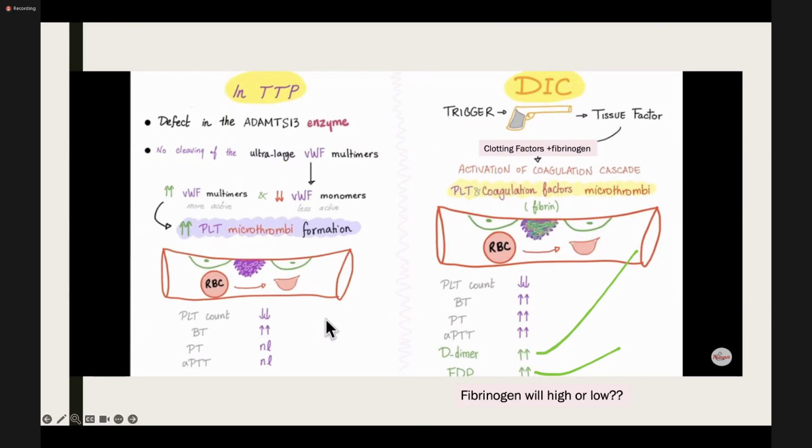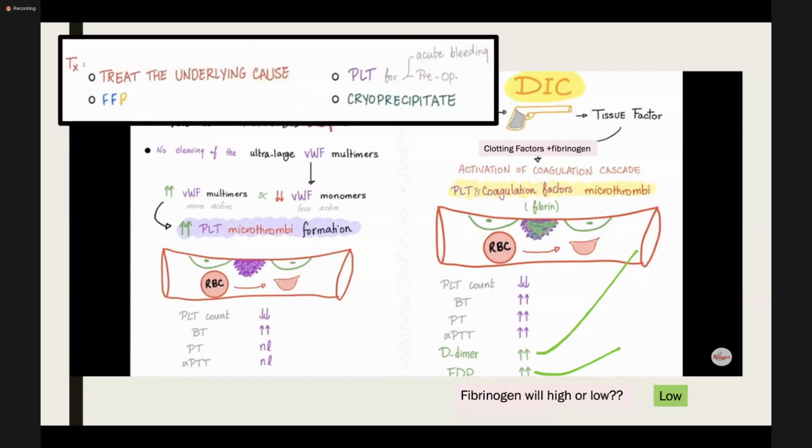What else? Platelet count is low. Clotting factor is low. The only things that are going to be high are the clot-related ones: D-dimer is going to be high, and FDP, which is fibrin degradation product, is going to be high. What about your fibrinogen? Will fibrinogen be high or low in DIC? Low. Got it. Good job. Excellent.